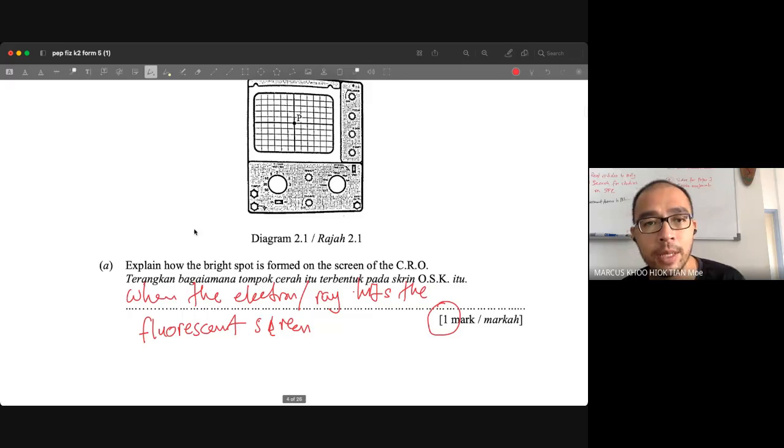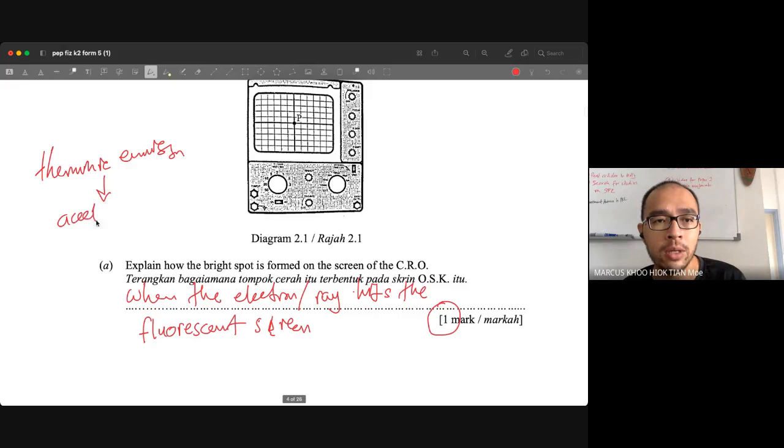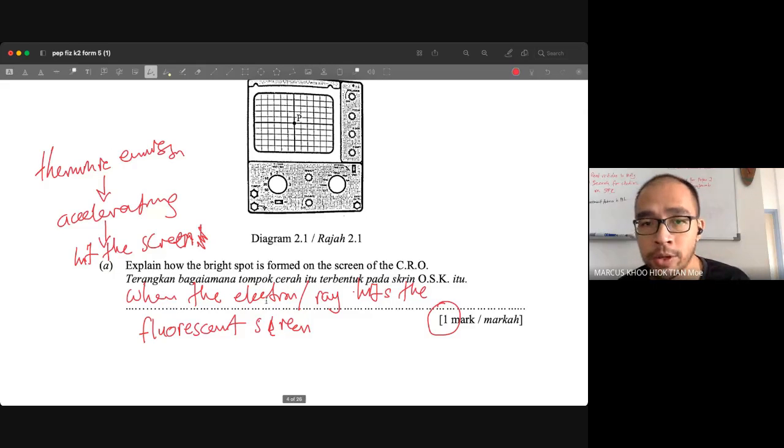It's only 1 mark, but some people wrote about thermionic emission, then went to the accelerating anode. All this is not important, because it's only 1 mark. How is the bright spot formed? After they are accelerated, then they hit the fluorescent screen. When it hits the fluorescent screen, then it forms the bright spot. Some people gave really nice, very long answers, but it's only one mark. Some only talked about thermionic emission, that it emits electrons. And then what? So be very careful about the question. The question asks how the bright spot is formed on the screen of the CRO.